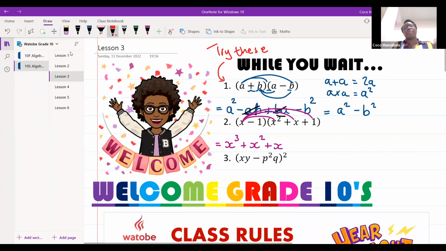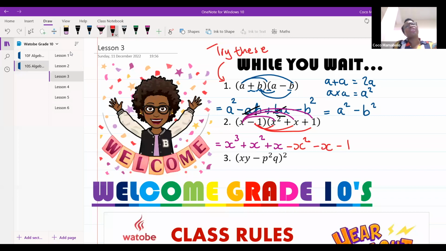Let's do bottom. So I'm going to get bottom. -1 times x squared. What's that going to give me? It's a negative x squared. Good, negative x squared. -1 times x will give me? A negative x. Good. And then -1 times +1 will give me? A -1. -1. All right.